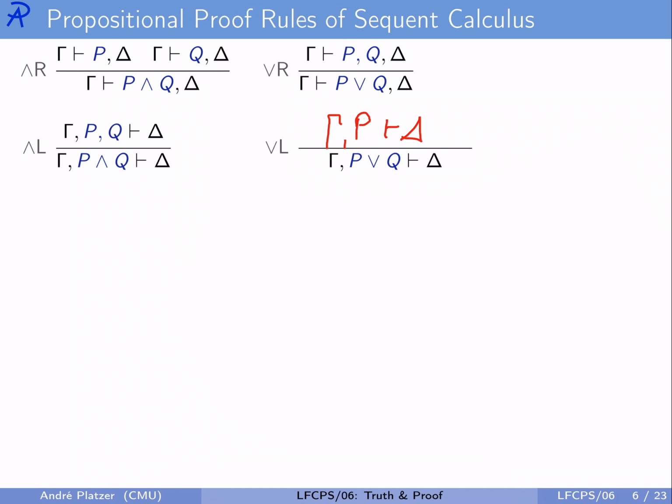But we can do that again, right? We can separately show from the assumption Q instead that delta also follows. So here's the proof rule. Assuming P or Q among our assumptions, and going for a proof that this together with other assumptions gamma allows us to establish delta from it, for that it suffices if we prove from the assumption P and the other ones that delta works out, and also from the assumption Q and the other ones that delta works out.